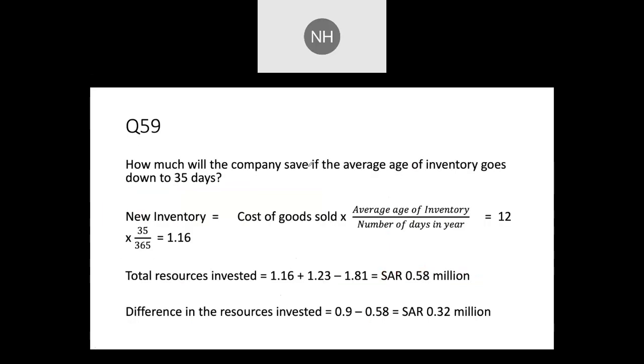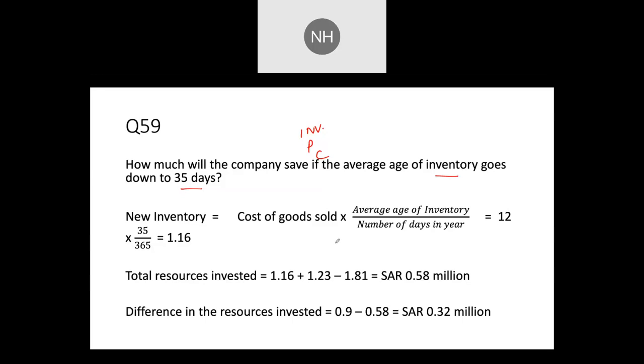Now the last question for this numerical section is an important question, very easy, coming from the same question: what if we reduce the time period of inventory. Now remember, in the exam it may change, it may be inventory or it may be payments or it may be collection. Any of these may be changed and then asked. So you have to just read the question carefully. Here it is average age of inventory down to 35 days. So what is the new inventory and total resources invested now?